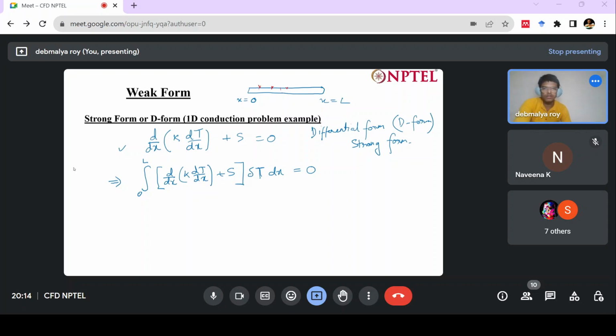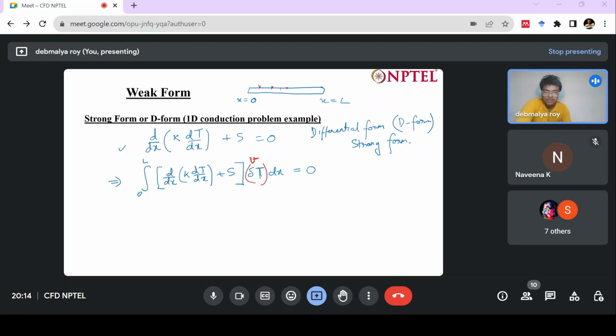Our aim is to convert these differential equations into more and more simplified versions. So in the next step, we will simplify this term. Before that, let's do one thing. Instead of writing delta t, let us give it a name. So this basically represents the variation in our dependent variable, which is t in this case. So v is there and this is there.